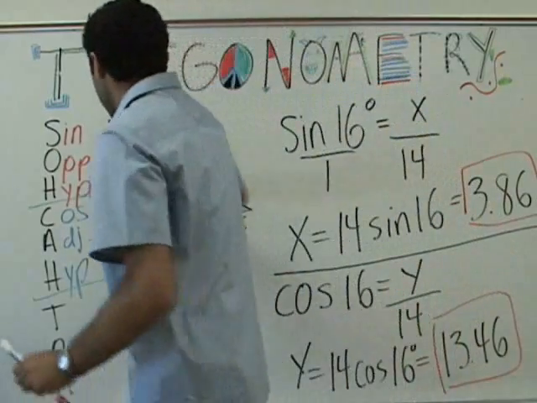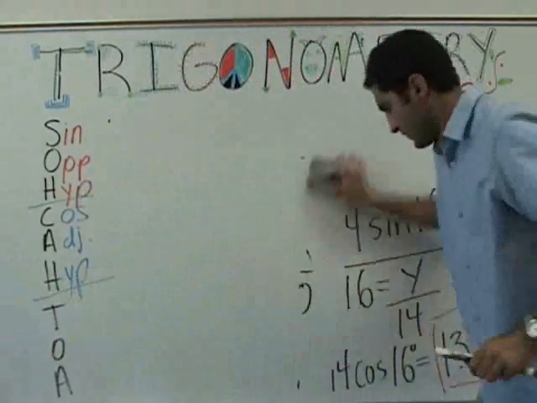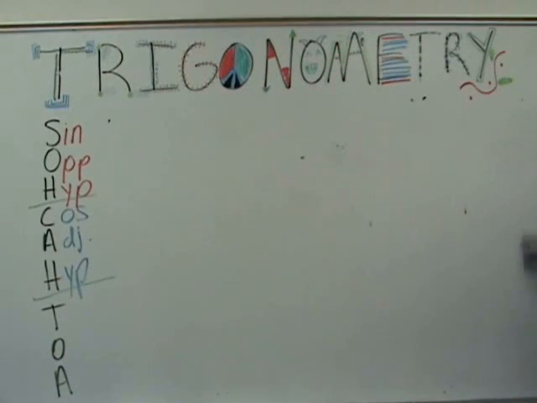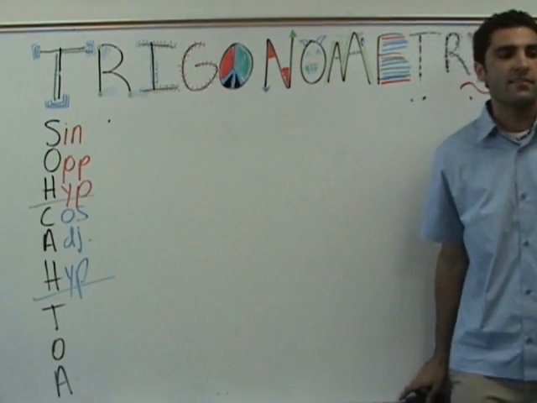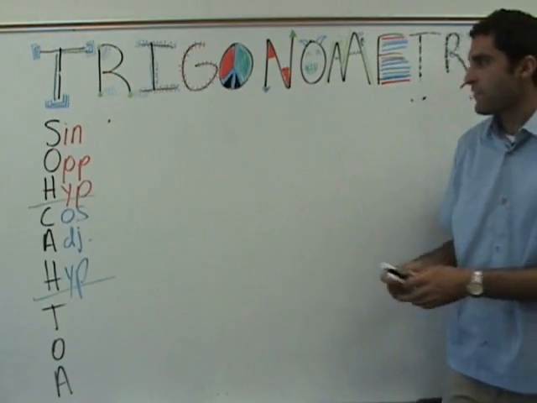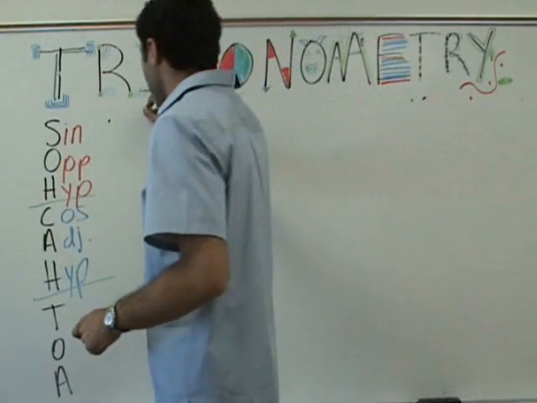Okay, here we go. Oh, we didn't solve for the other angle, z. So it's 90 minus 16? 74, good. So z was 74. Good catches. All right, here we go.